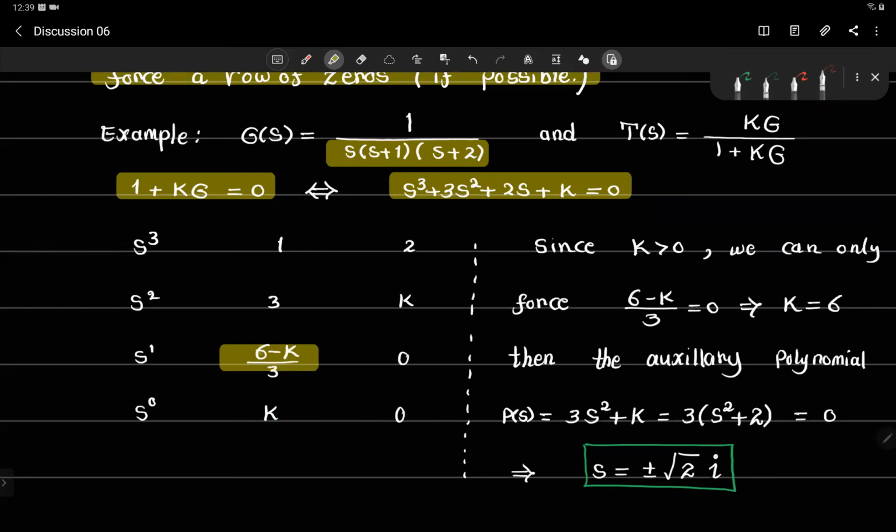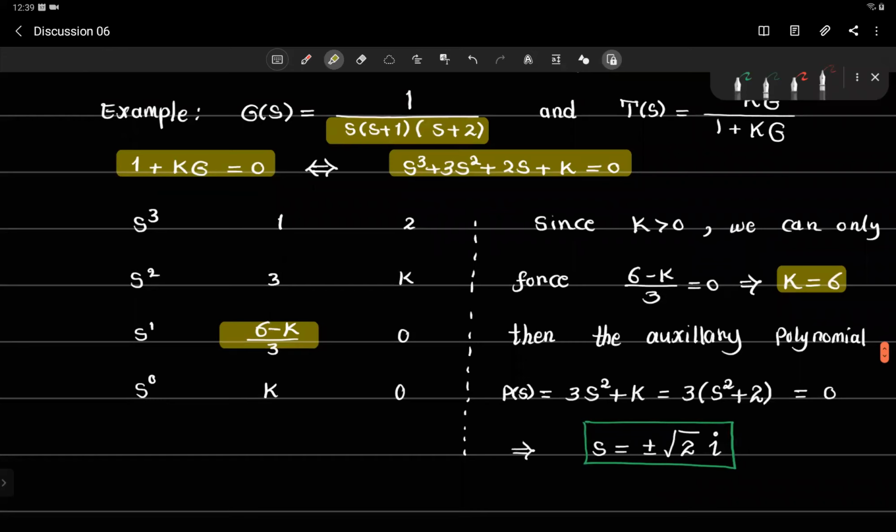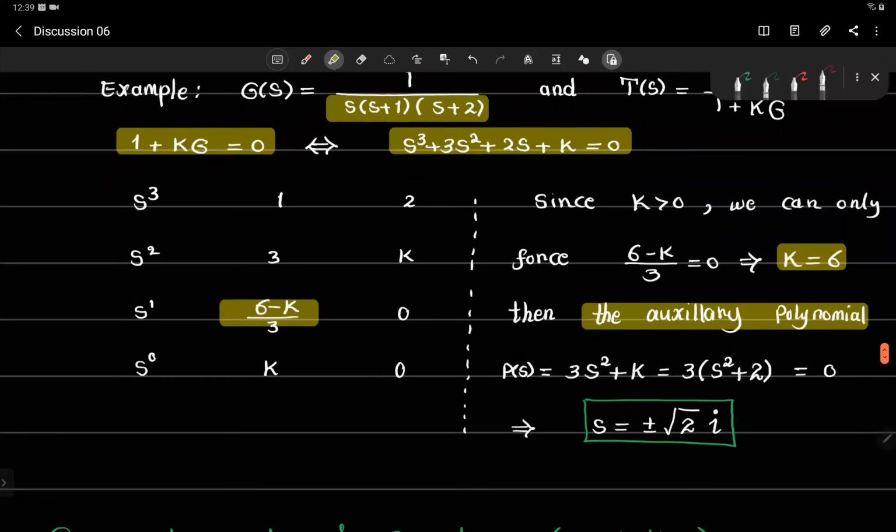Because if we put this equal to 0, this will give us that k equals 6, at which we will have a row of zeros. The row of zeros means that we have two roots on the imaginary axis. In that case, we need to find these two roots, so we need to form the auxiliary polynomial. The auxiliary polynomial in this case will be the row directly above the row of zeros, with the value of k which makes the row equal to 0, which in this case is k equal to 6.